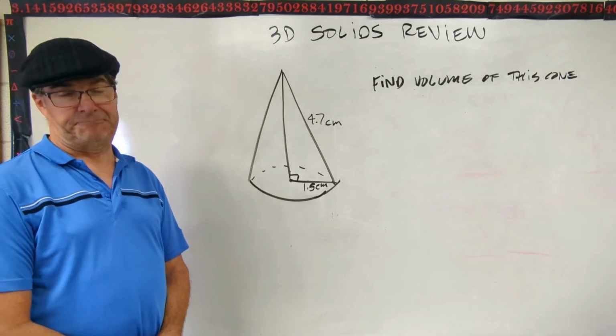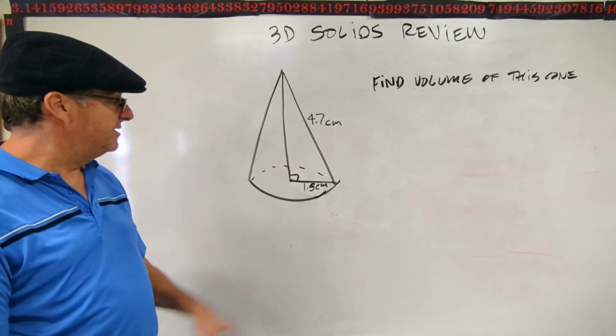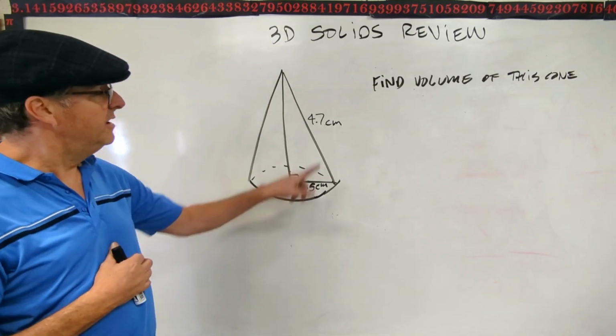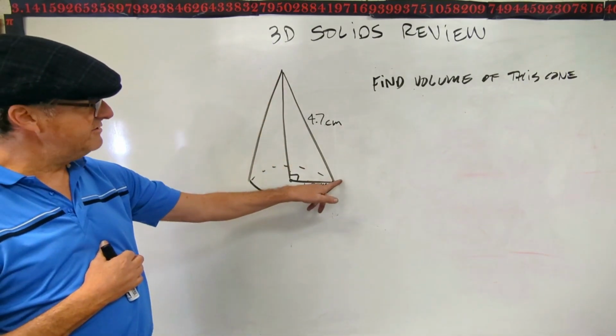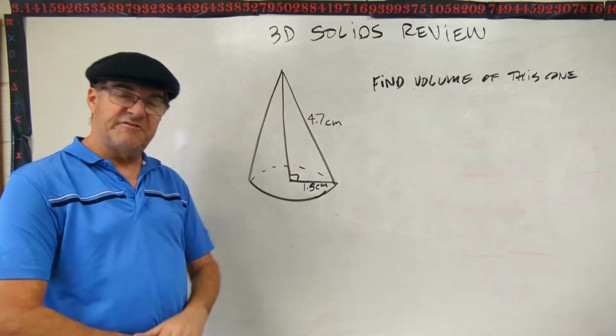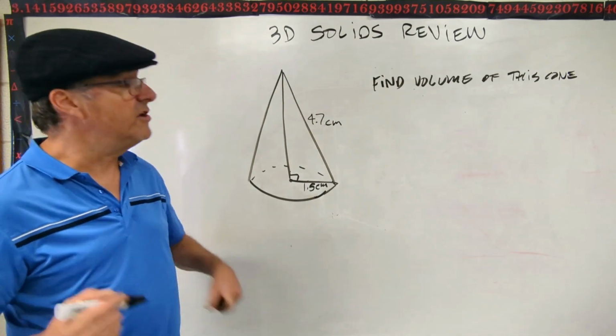All right, let's do a volume problem. Here's a cone, okay? So find the volume of this cone. You're given 2 measurements. The radius of the base is 1.5 cm, and this distance here along the outside edge of the cone is 4.7 centimeters. So go ahead and pause the video and see if you can figure out the volume. But first, let me just remind you of the volume formula.